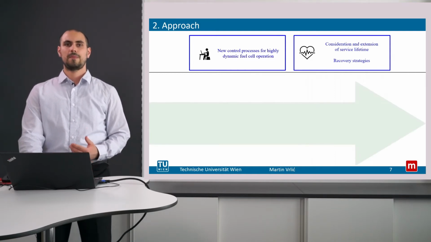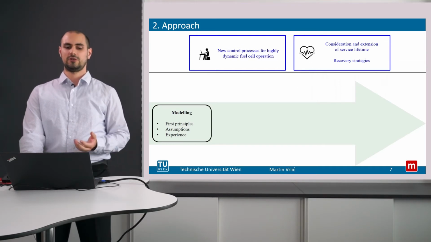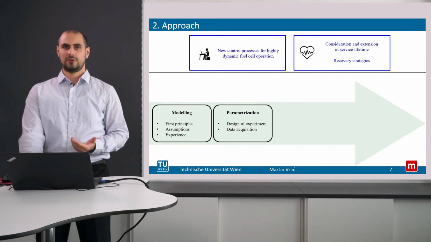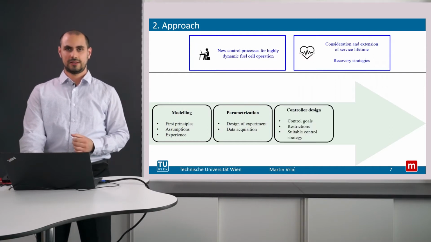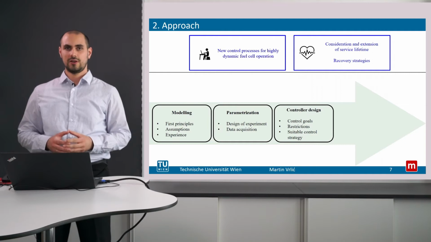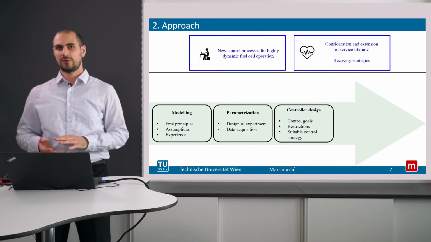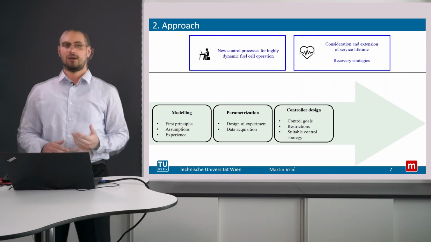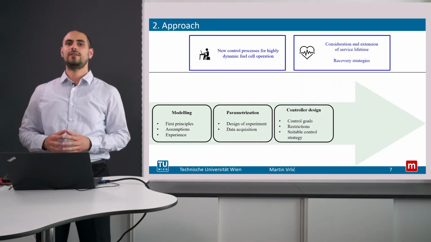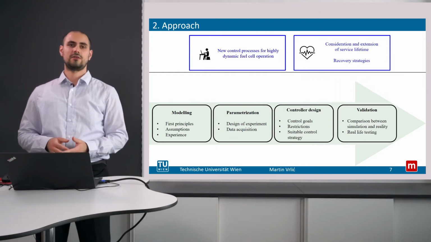Usually, first, we need a model, which is based on some first principles, assumptions, and expert knowledge. Next, we need to parameterize the model. To do that, we have to design an experiment, collect the data, and determine the value of the parameters. Next, we're going to design a controller which needs first the control goals, which for us were going to be power tracking, extension of service lifetime, restrictions, and we need a suitable control strategy. Not all strategies are suitable for all control goals. And at the end, we usually validate the designed controller. We compare it with reality and do some testings on the real system.